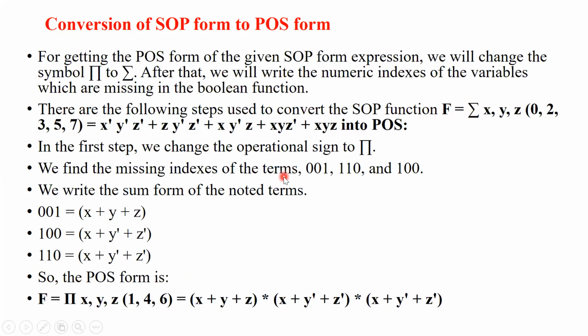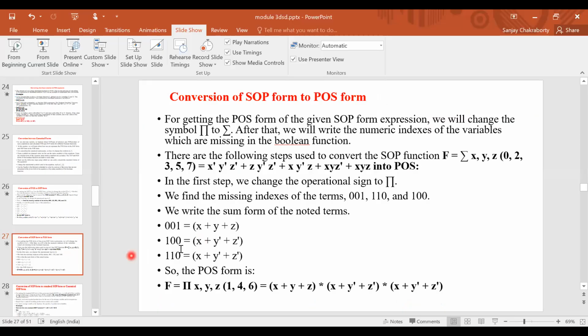Ma'am, and the last one, explain that. The last pi is into x. See, 0, 0, 1, right? So x dash plus y dash plus z. This is 1, 0, 0. So it will be x plus y dash plus z dash. The last one will be 1, 1, 0. So it is x plus y plus z dash.